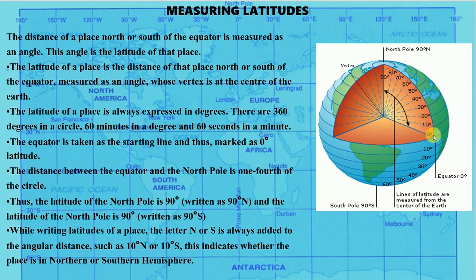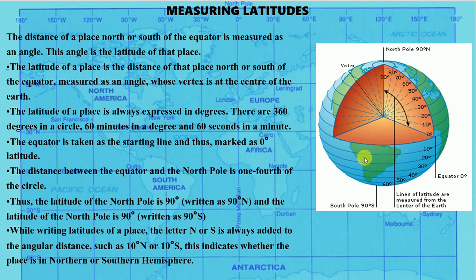As you can see here, 0 degree, 10 degree, 20 degree, 30 degree, 40 degree, 50 degree, 60 degree, 70 degree, 80 degree, 90 degree. And because these all are in the northern hemisphere, we will call them 0 degree north, 10 degree north, 20 degree north, 30 degree north, 40 degree north, 50 degree north, and so on, up to 90 degree north.